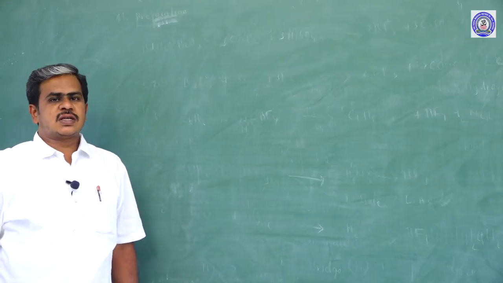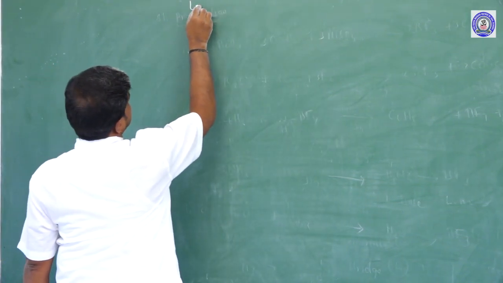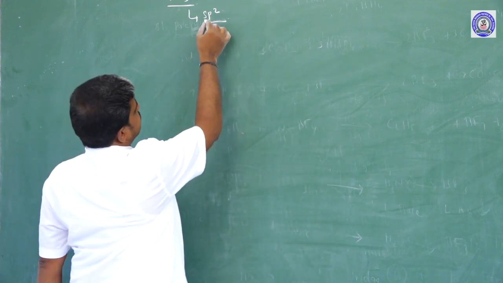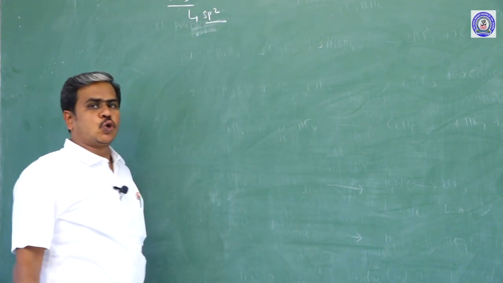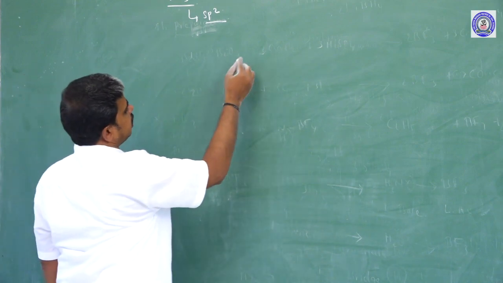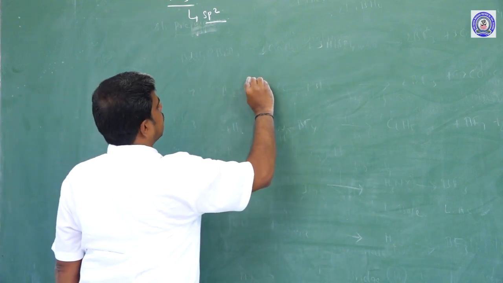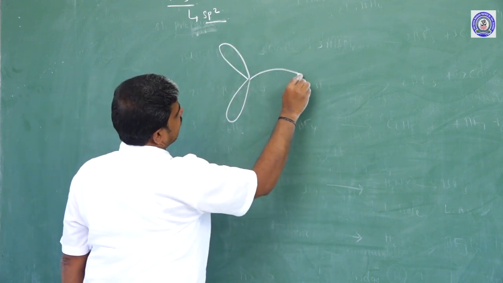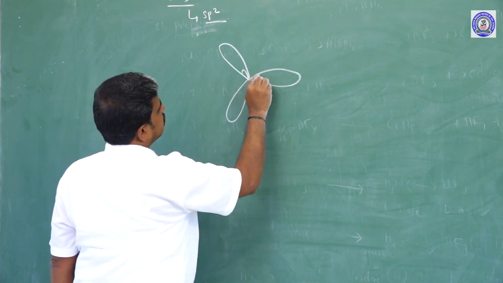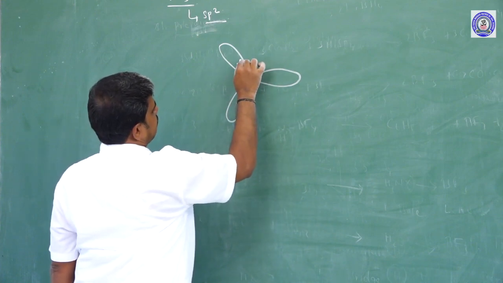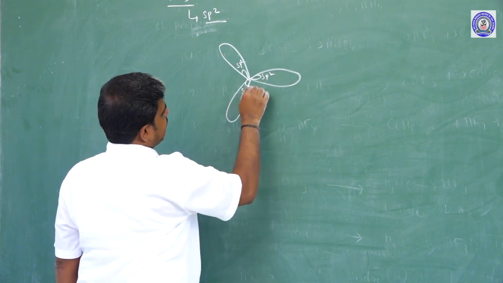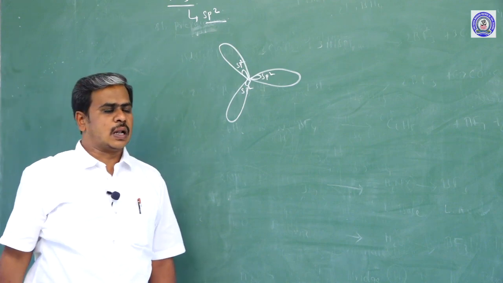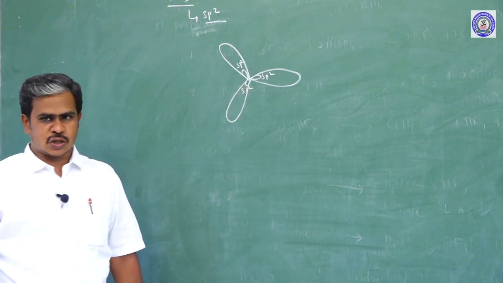So, what is the hybridization of boron in BF3? That is sp2 hybridization. In sp2 hybridization, 1 s orbital and 2 p orbitals are involved. So we get 3 sp2 hybridized orbitals: sp2, sp2 and sp2.